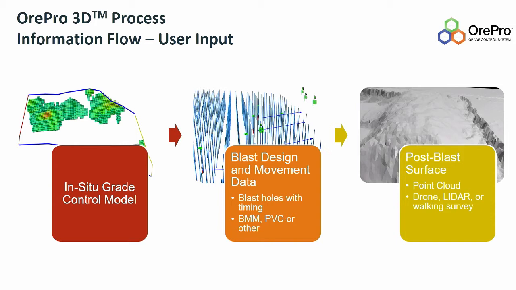Okay, now if you measure your blast movement, BMMs, polypipe, whatever you use, great. If you don't, we can help you. We take your in-situ grade control model, your blast design, and whatever movement data you have, and your post-blast surface. And that post-blast surface is really important because that's going to tell us a lot about the movement. It's going to tell us a lot about the vector field. And it's going to tell us a lot about how we need to handle the heave and how we're going to slice it if we're going to do flitches.